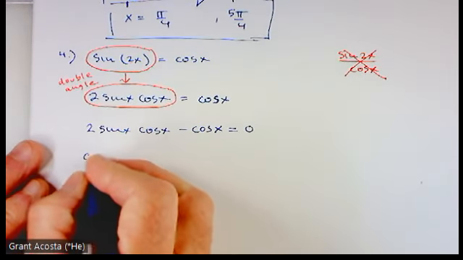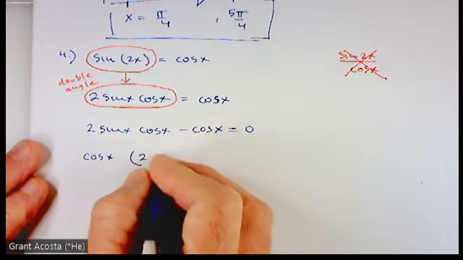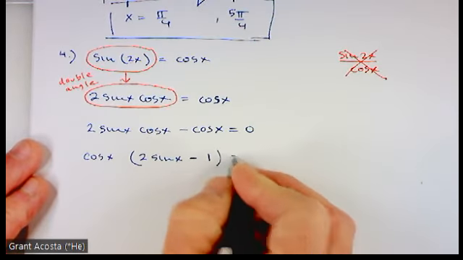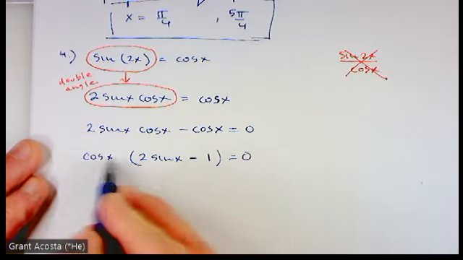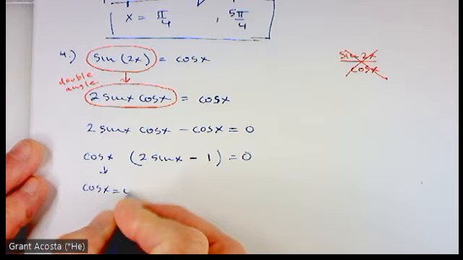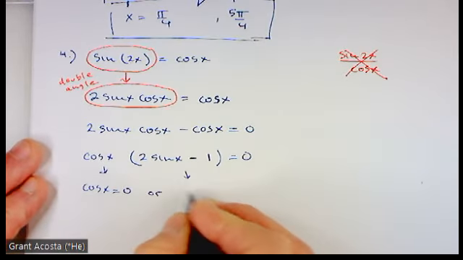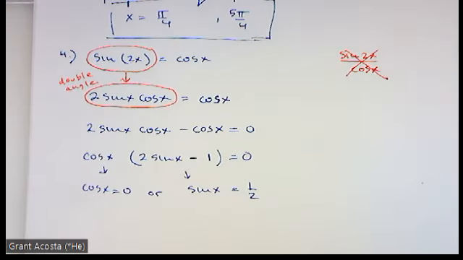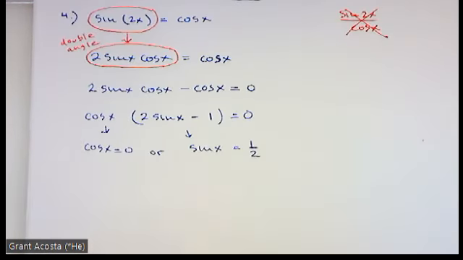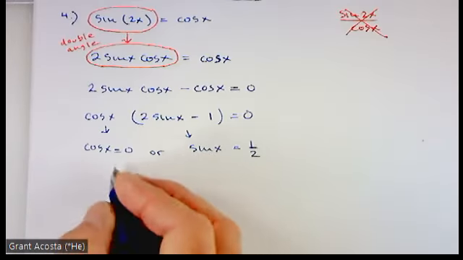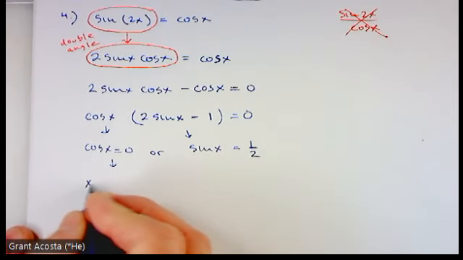Notice I can factor out a cosine x. And that'll leave me with 2 sine of x minus 1. And by the zero product property, if this times this equals 0, it means either cosine of x is equal to 0, or if I solve for sine x here, sine x is equal to 1/2. We just figured out where cosine of x is equal to 0, so I'm not going to rewrite it. Remember, on the first problem, we drew the graph and we found that cosine was equal to 0 at pi over 2 and 3 pi over 2.